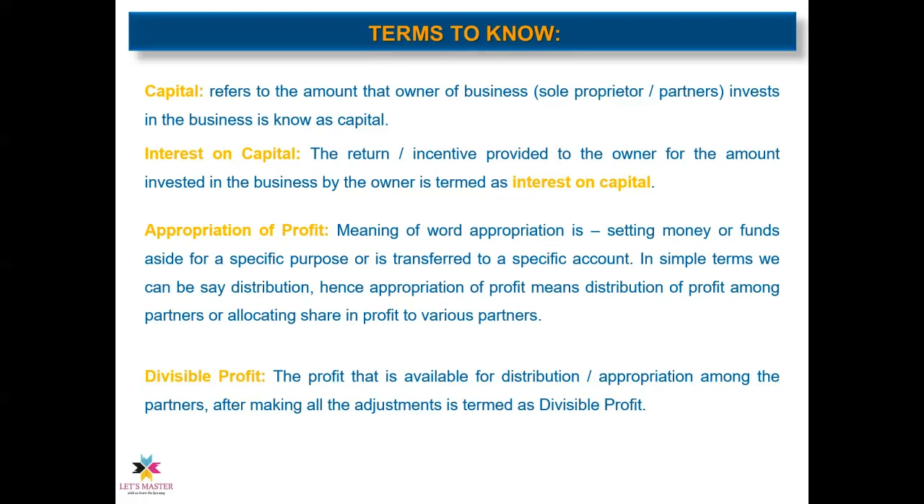And in profit and loss appropriation account, we make some adjustments in regard to interest on capital, salary, commission, or the amount that needs to be transferred to general reserve, interest on drawings. So after making all these adjustments, the required amounts are added back to the net profit, and some amounts are deducted from the net profit. Then the final amount which is available for distribution as share in profit among the partners is termed as divisible profit.